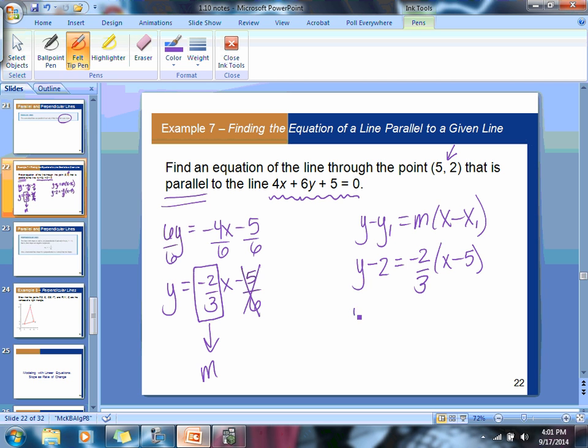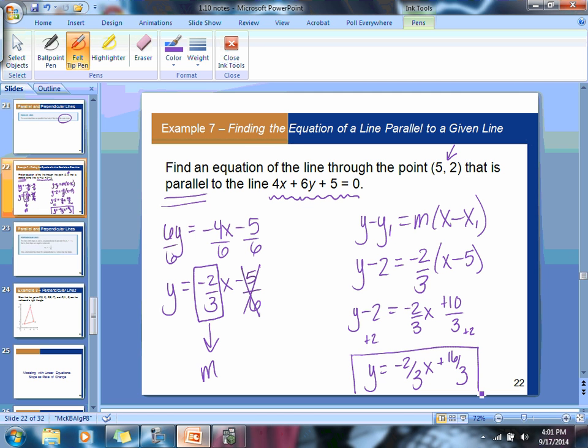So I'm going to go ahead and distribute negative 2/3 x. And remember, when you multiply a fraction by a number, you multiply across. So I'm going to have plus 10 over 3. And then I'm going to add the 2 over to the other side. So I'll have y equals negative 2/3 x. Now 2, remember, is 6/3. So I have 10/3 plus 6/3. So that's 16/3. There's the equation of my line that is parallel to the line that I was given.